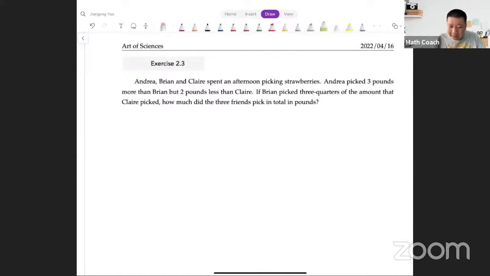Brian picked up 3/4. So for me, what I do is I just write down A, B, C. Brian is 3/4, so I would think Brian is 3 units, and Claire is 4 units. And then what's the difference between Claire and Brian? By the first condition, you know the difference is actually 5, right? So then that means the difference is 5. So a unit is 5. So once you get 5, you get 15, you get 20.